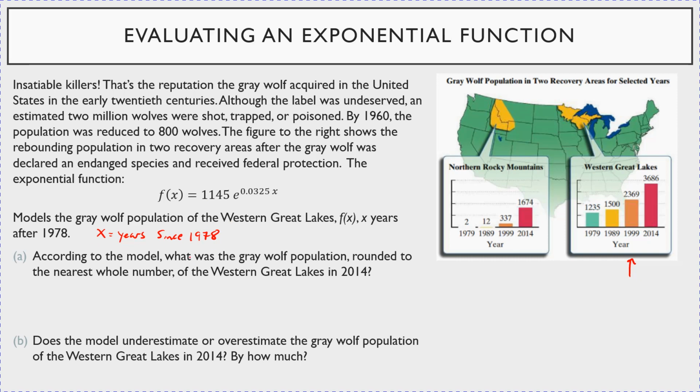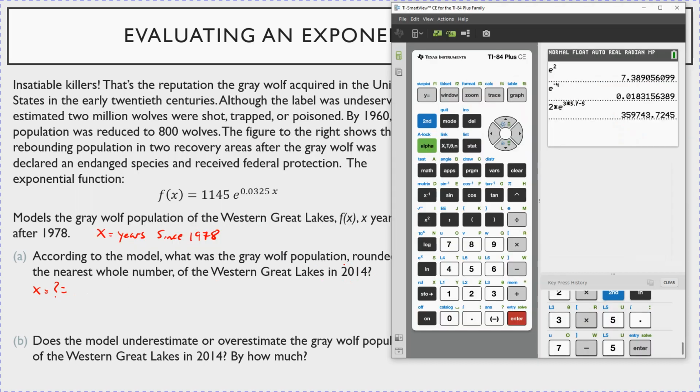So according to the model, what was the gray wolf population, rounded to the nearest whole number, of the western Great Lakes in 2014? You can see here, this is what the actual count was, 3,686. Let's see what the model says it should be. First off, what does X equal here? Well, it's years since 1978. So how many years is 2014 since 1978? You can just take your calculator and subtract, and you can see here that it's 36.